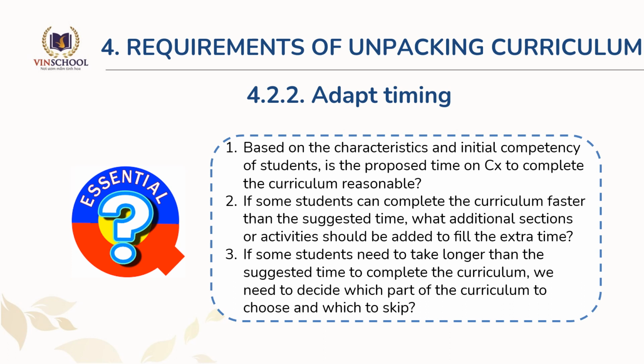If some students can complete the curriculum faster than the suggested time, what additional sections or activities should be added to fill the extra time? If some students need to take longer than the suggested time to complete the curriculum, we need to decide which part of the curriculum to choose and which to skip. We need to note that there will not be any general formula for the process of making adjustments in time in particular and adjusting other parts in general. Teachers need to observe and evaluate their specific students and have an appropriate estimate to make timely decisions.